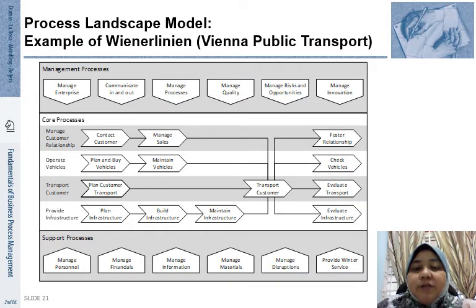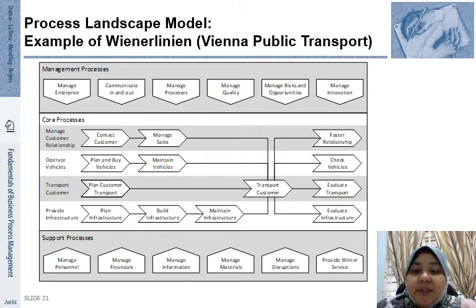Kalau untuk Vienna Public Transport, contoh yang ada kat sini, management process dia kata manage enterprise, communicate in and out, manage processes, manage quality. Core process dia terbahagikan kepada 4. Ada customer relationship, manage customer relationship, operate vehicles, transport customer, provide infrastructure. Dalam manage customer relationship, we have contact customer and manage sales. Dan kita ada operate vehicles, kita ada plan and buy vehicle and maintain vehicle. Transport customer, kita ada plan transport customer ataupun schedule dia. Provide infrastructure, kita ada plan for infrastructure, build infrastructure, maintain infrastructure.